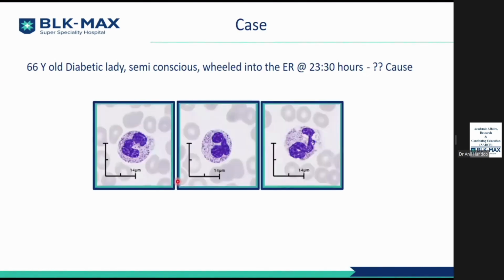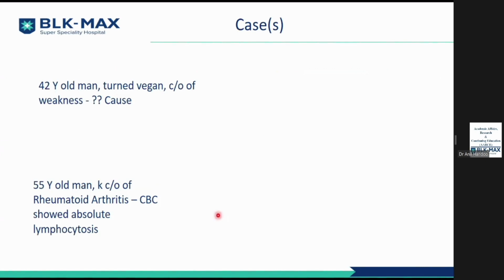So I'll show you this particular case. This was a 60-year-old diabetic lady who was semi-comatose and wheeled into the emergency late in the night, about 11:30. The issue was, what's the cause? But the moment we saw these digital morphology images, we knew we were dealing with significant toxic change, with the presence of Döhle bodies in these neutrophils and this vacuolation, which was obviously telling us that we're dealing with a bacterial infection. She was immediately put on antibiotic therapy, and she became much better by the next day.